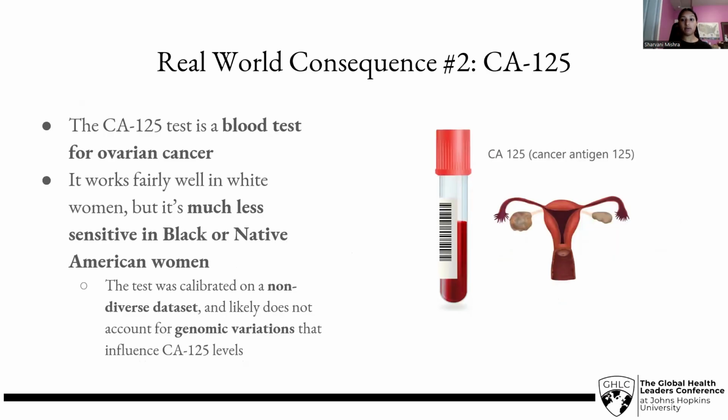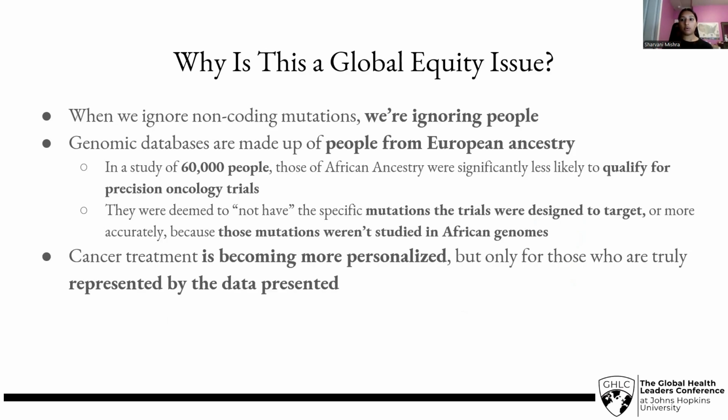Another example is the CA125 blood test for ovarian cancer. It works fairly well in white women, but studies show it's much less sensitive in Black and Native American women. Why? Because the test was calibrated on a non-diverse dataset and likely doesn't account for genomic variations, including non-coding ones, that influence CA125 levels. So it's not just about DNA, it's about who we test, how we test them, and which populations we include when building these tools. When we ignore non-coding mutations, we're not just ignoring DNA, we're ignoring people.